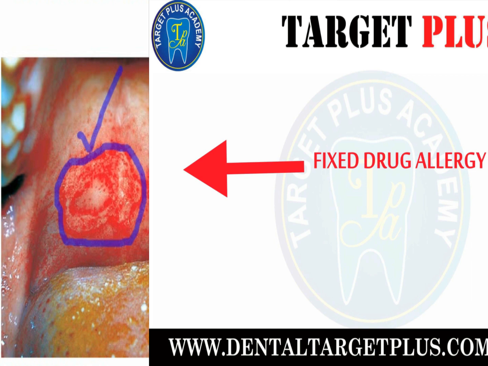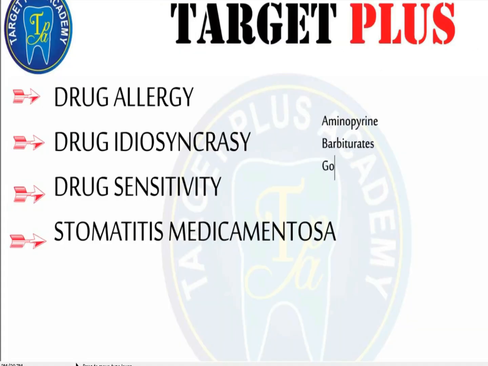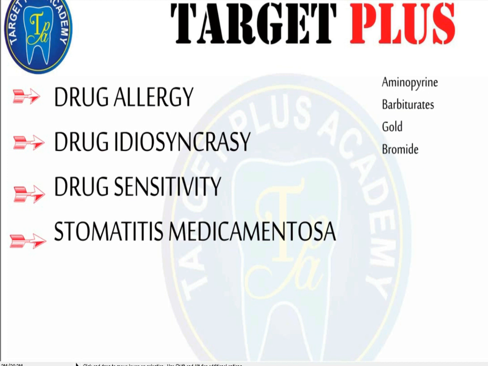The skin is often erythematous type. So you can clearly see this painful ulceration with irregular margin and usually surrounded by erythematous halo. The drugs that can be involved are aminopyrine, barbiturates, gold, bromide, opiate and morphine. The management could be discontinuation of drug, use of antihistaminic drugs, topical corticosteroids or systemic corticosteroids.